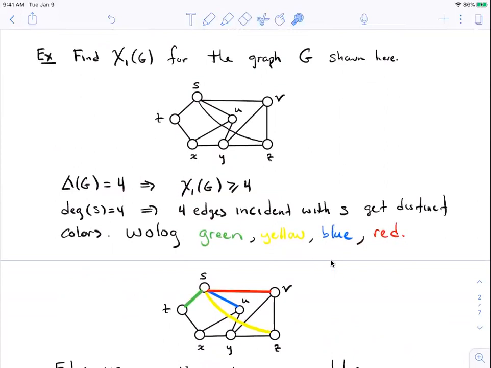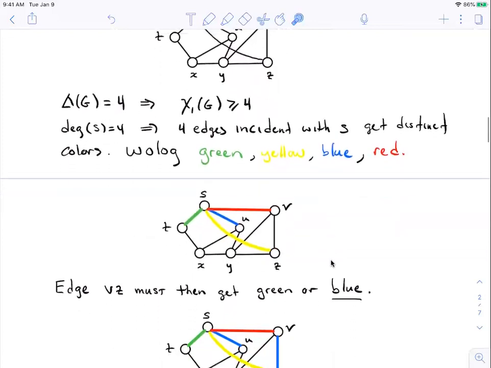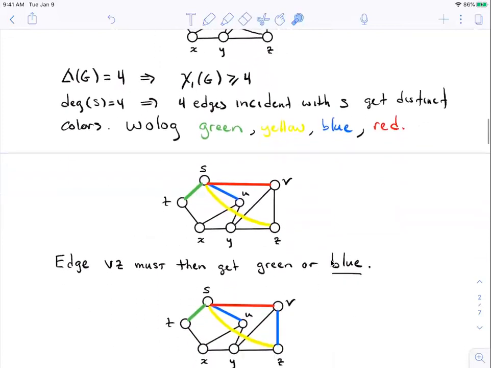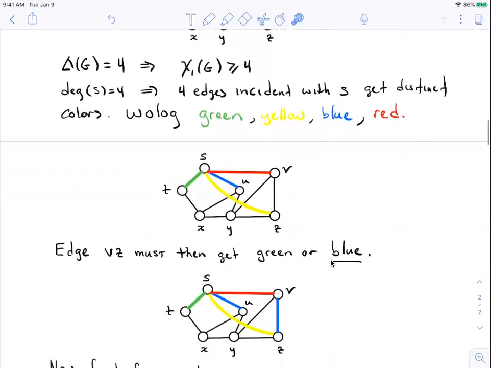All right, and now proceeding, looking around, I'm going to pick this edge VZ over here. It can't get the color red, and it can't get the color yellow, but it could get blue or green, and I have a choice. I'm going to color it blue. So I'm going to color that edge VZ blue, you can see, and now you just try to finish it.